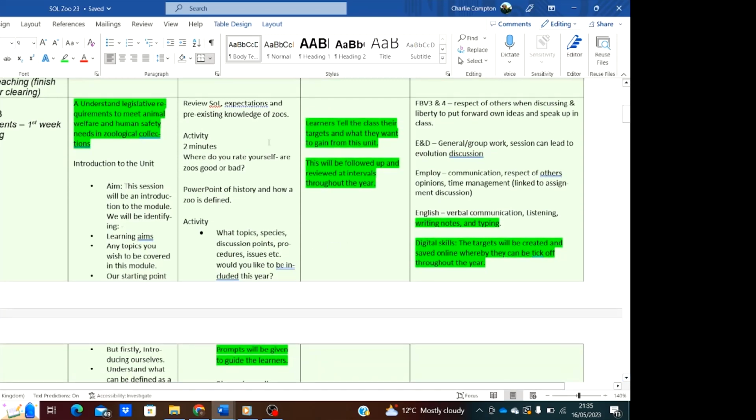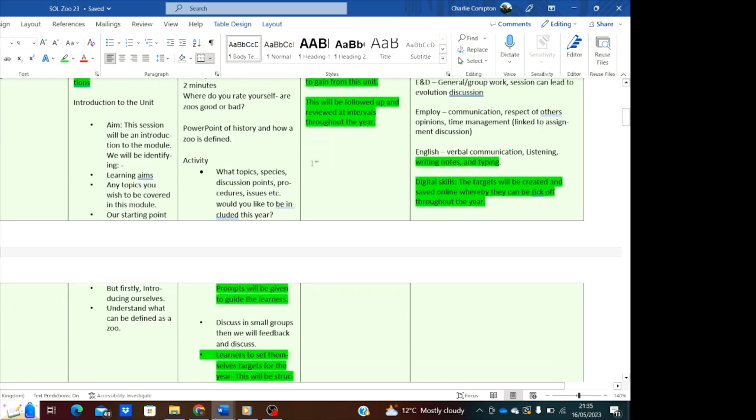All the bits that I've added are in green. So I've initially put the learning aim here, what it actually is relating to in terms of the specification, and then we have our aims here. So we're going to introduce the module, and this gives us a chance to find out the learners' prior knowledge as well. So it's a really good indication of where they are, and it gives us a chance to get to know each other as well, because I won't actually have taught these guys before.